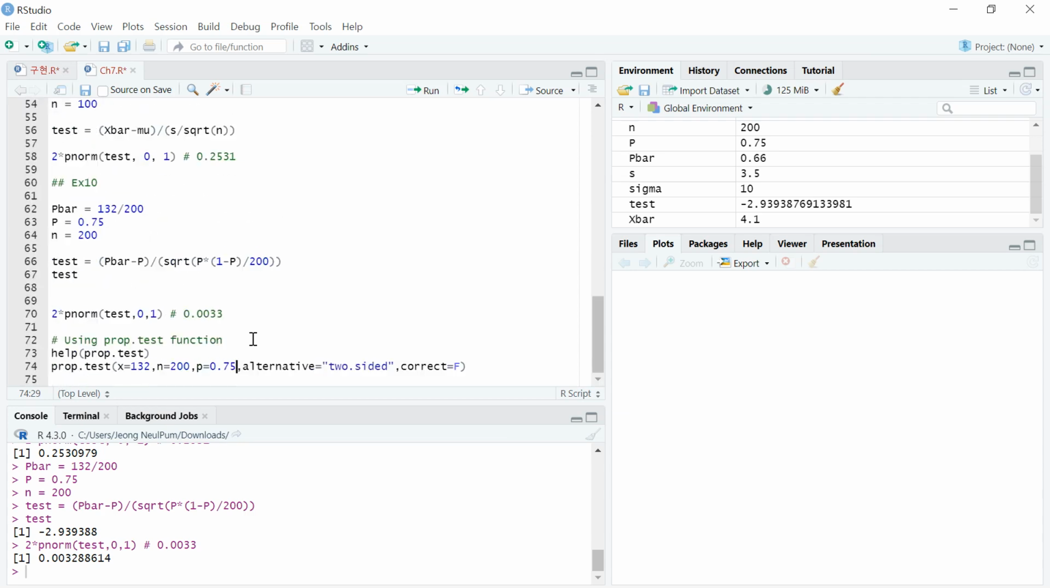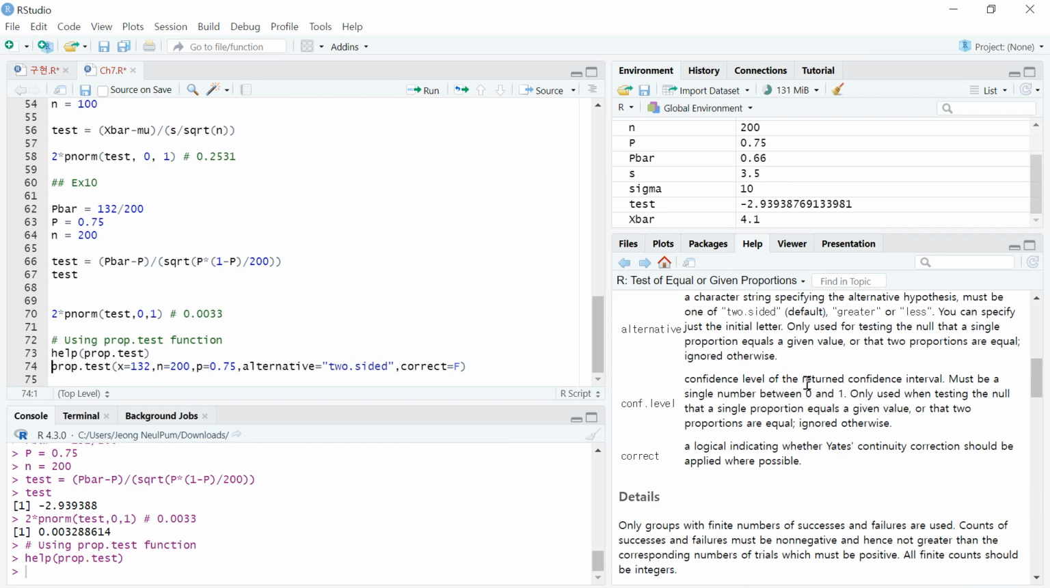For the final comment, there is an inner function in R programming which deals with the population proportion test, whose name is prop.test. If you want to see some description about this function, you can run this code and see some detail here.